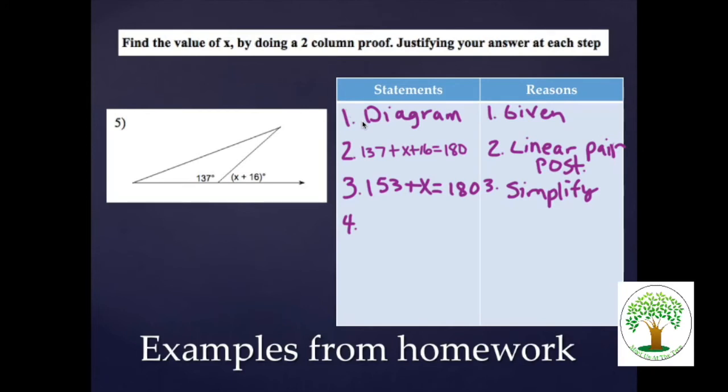Now what are we going to do? Subtract the 153 over to the other side. So what is 180 minus 153? 27. Do we agree? X is 27, and what reason did we give? Subtraction property.